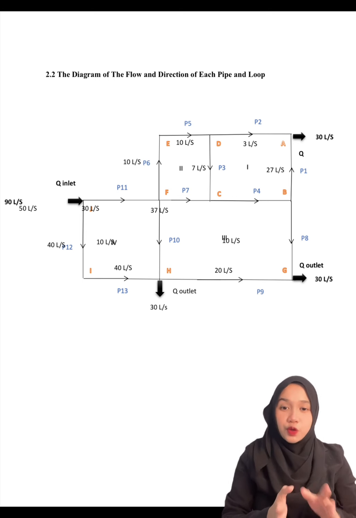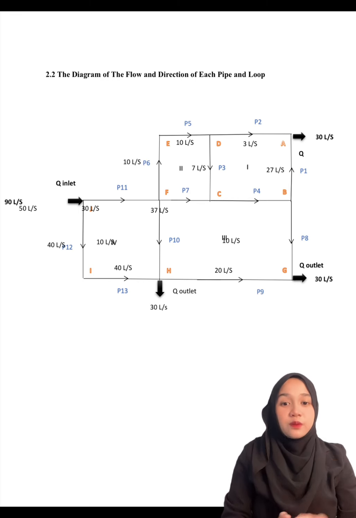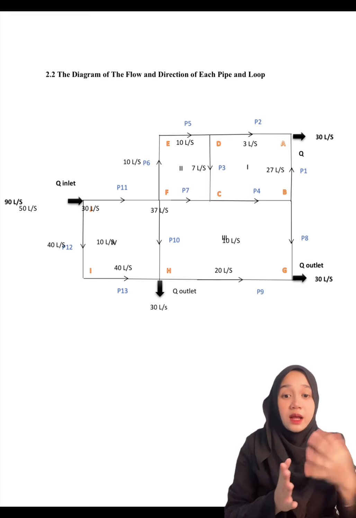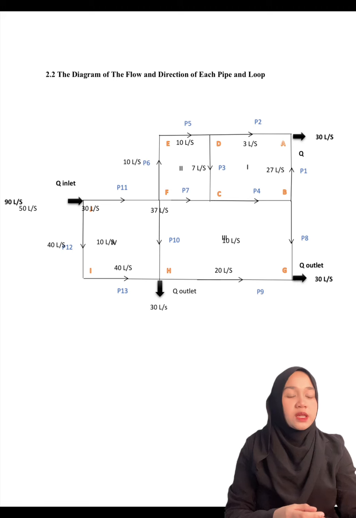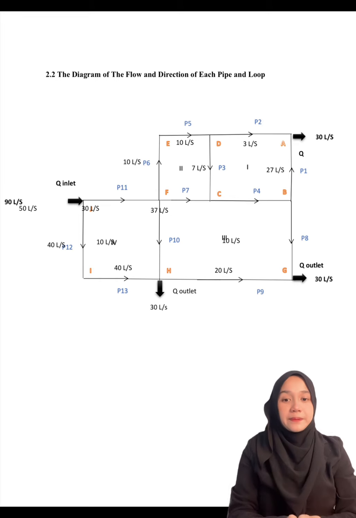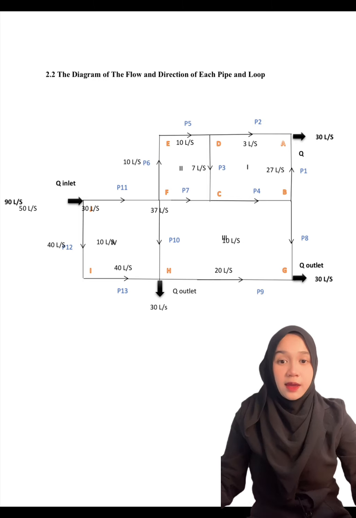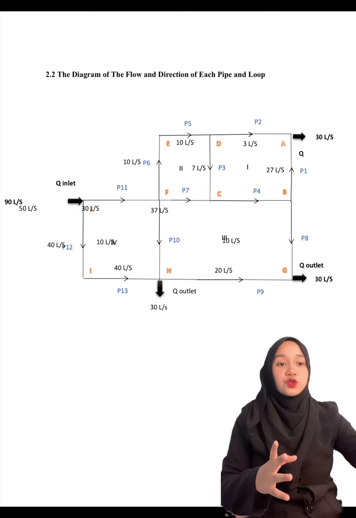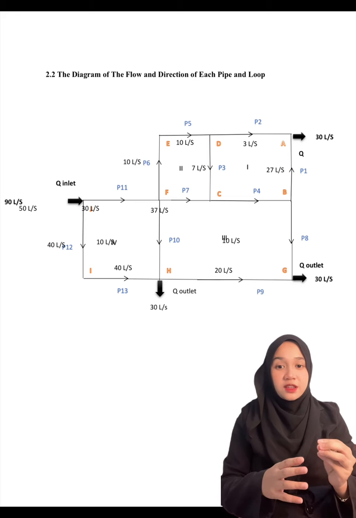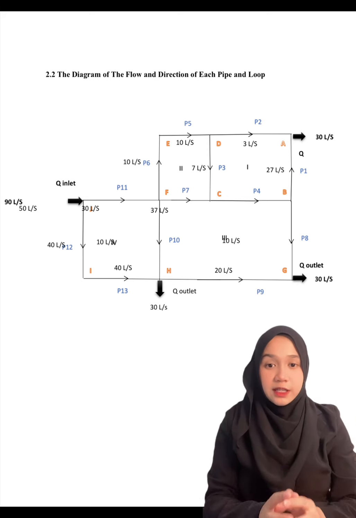Okay, now we go to 2.2, which is the diagram of the flow and direction of each pipe and loop. First of all, we look at the inlet, which is at point J. It will pass through the other points and will go out at the Q outlets, which are at A, G, and H, which is 30. All of the flow will go in from point J and will pass through to A, G, and H. Wherever they go, they will go to A, G, and H only.